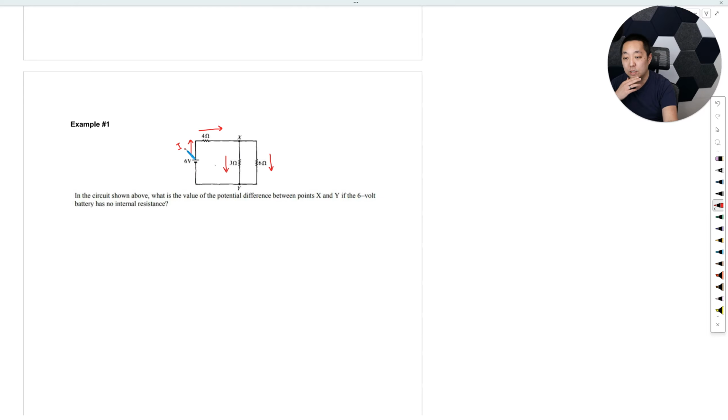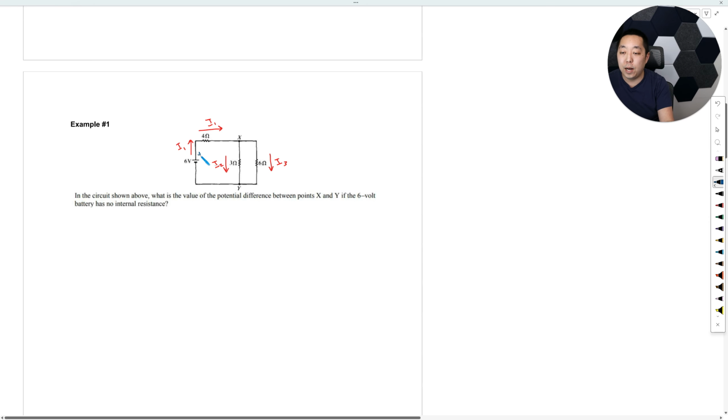Okay, so we'll call this I1, and then by KCL, I1 comes in here, and then it splits into two, I2 and I3, and it flows like that. We're just establishing directions. Now, you can switch the directions, but generally, it's going to go from positive to negative. That's the general current flow.